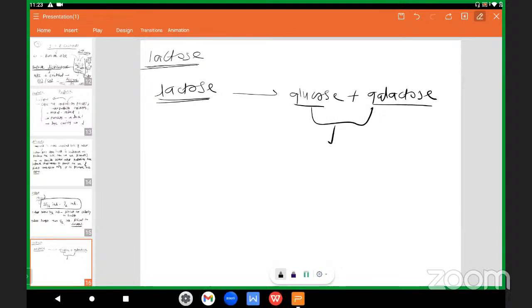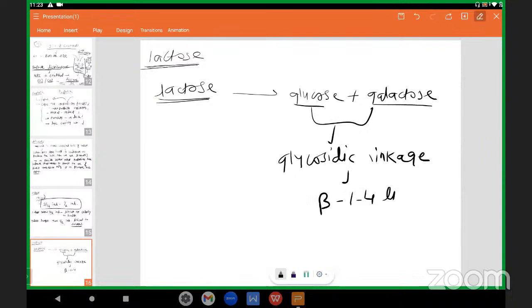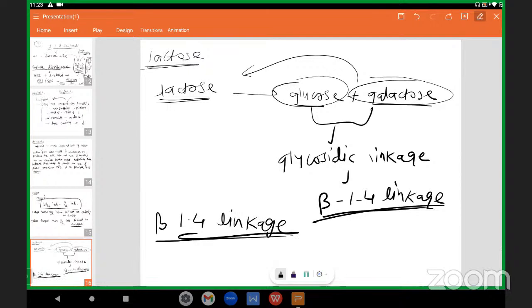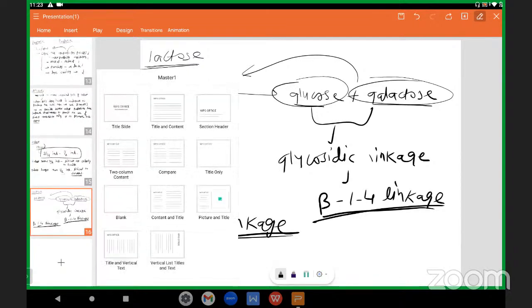Glucose galactose के साथ कैसे attach होता है? Which linkage does it show? Anyone heard about the linkage between glucose and galactose? That is glycosidic linkage, right? And that is beta 1,4 linkage. So when glucose and galactose bind to each other and form lactose, the linkage between both is beta 1,4 linkage. Very important point. Keep this always in your mind. Beta 1,4 linkage.